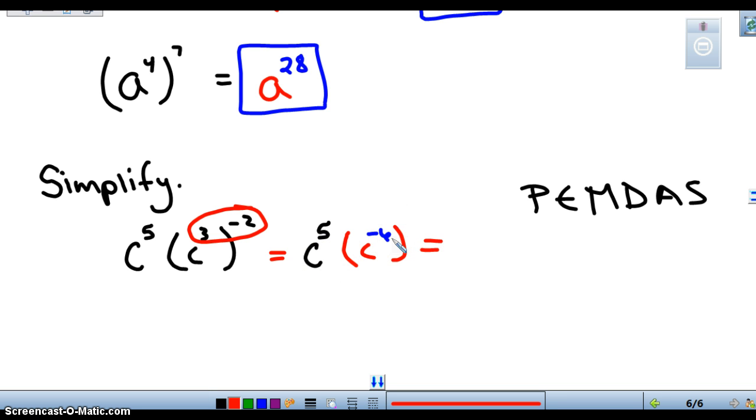What happens to the exponents when you're multiplying exponents with the same base? You add the exponents. So this would equal c to the negative 1. And is this simplified? No. How do we simplify a negative exponent? 1 over c.